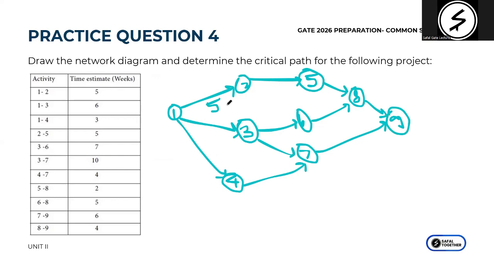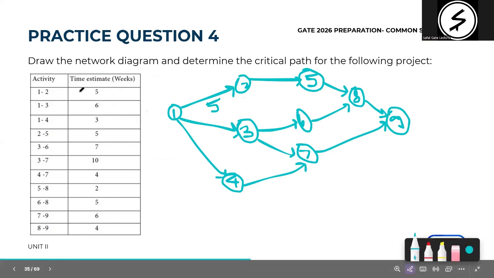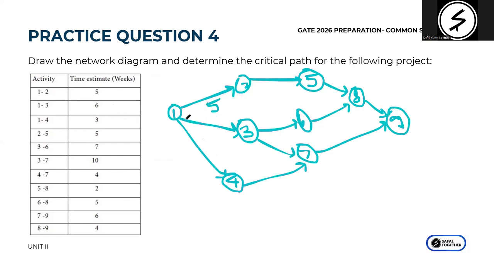Okay, so now we know this. Now I'm just adding the durations also. So 1 to 2 is 5, 1 to 3 is 6, 1 to 4 is 3, 4 to 7 is 4, 3 to 7 is 10, 3 to 6 is 7, 2 to 5 is 5, 5 to 8 is 2, 8 to 9 is 4, 6 to 8 is 5, 7 to 9 is 6.